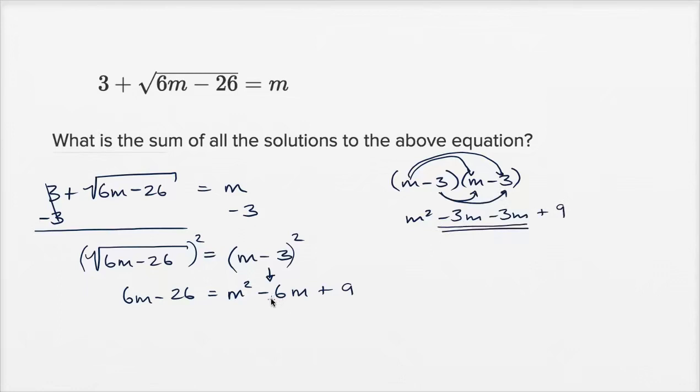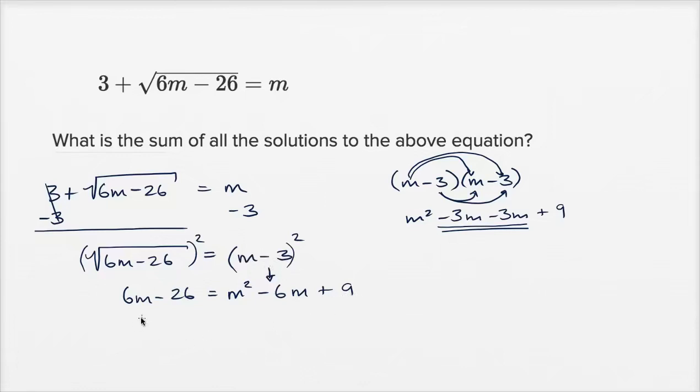And I encourage you, especially because on the SAT you would have to do this under time pressure, to be able to square a binomial like this very quickly, to realize it's going to be m squared plus 2 times the product of these. The product of these is negative 3m. 2 times that is negative 6m. And then negative 3 times negative 3 is positive 9.